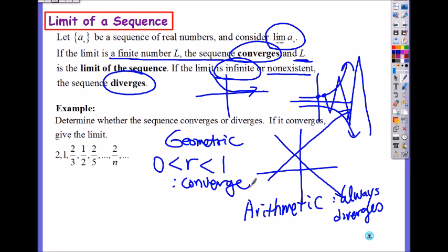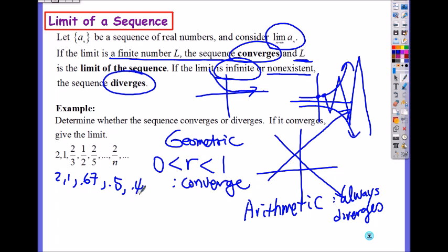Okay? Let's go ahead and look at this example. Does it have any pattern? It's 2, 1. It's not arithmetic. It's not subtracting by 1 each time. It's not dividing by 2 each time, so it's neither arithmetic nor geometric. But what do you notice? It's 2, 1. What's 2/3? Isn't it 0.67? 1/2, 0.5. 2/5, 0.4. So what do you notice?